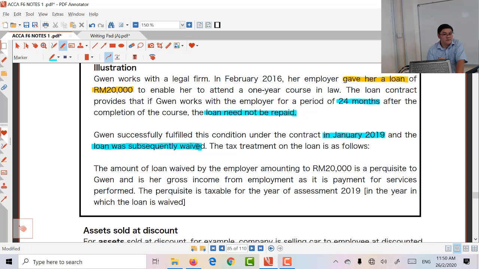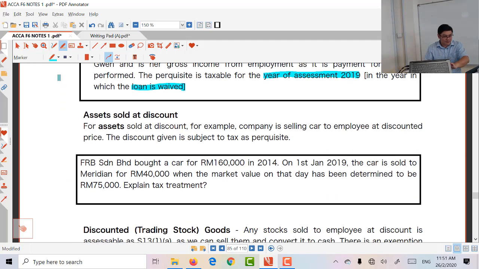So what do you do? You will have to use that 20,000 as a perquisite and put it as part of your employment income, and you put it in year of assessment 2019. Now, why 2019? Because that's the year where the loan is waived. That means when the loan is waived, that's where you derive the benefit. Okay, clear? Now, no tax is for a scholarship, but this is not a scholarship. This is a waiver of loan.